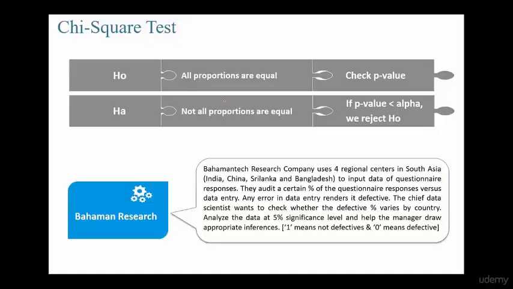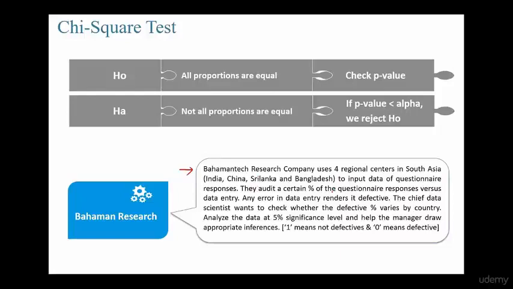Let us understand chi-square test. All right, let us understand this case study here. Barman Tech Research Company uses 4 regional centers in South Asia: India, China, Sri Lanka, and Bangladesh. And all of these 4 regional centers input the data of questionnaire responses. So they manually conduct some kind of questionnaire surveys, and that response is entered into the computer manually.